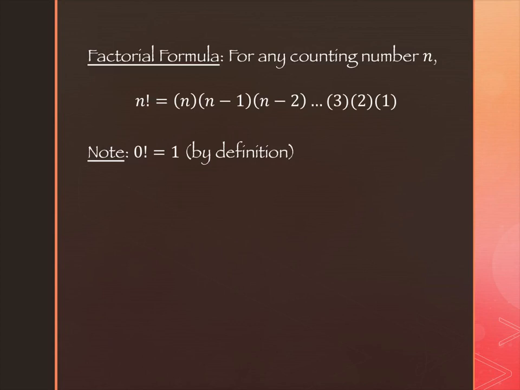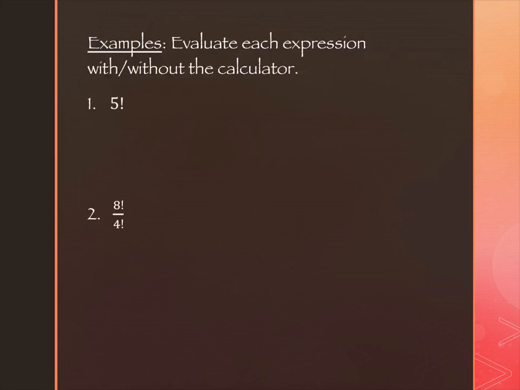So we're going to do an example. The example we're going to do is 5 factorial. What this says is we're going to multiply 5 times 1 less than 5, which is the number 4, and 1 less than that, which is the number 3. We keep going until we get to the number 1. I'm going to actually multiply 5 times 4 times 3 times 2 times 1.